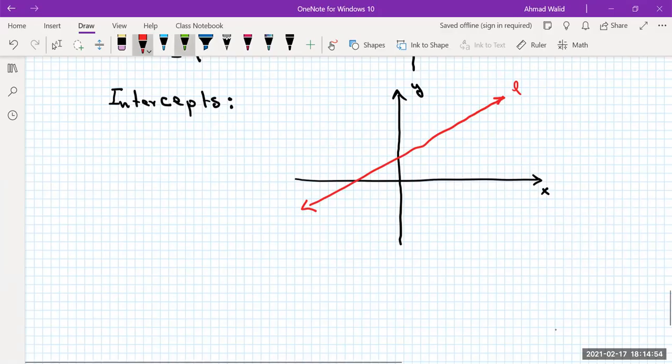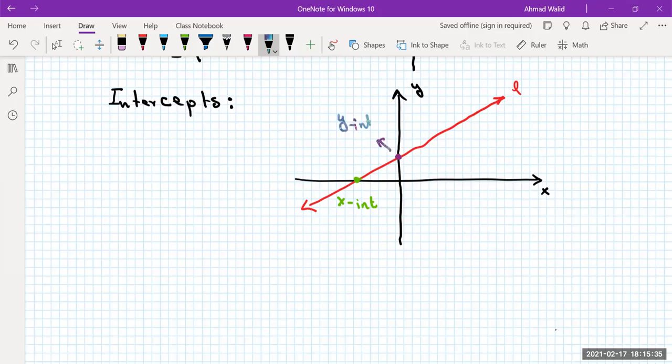What are those points? The point where your graph crosses or intersects the x-axis, which is this green point, we call the x-intercept of the graph. The point where the graph intersects or crosses the y-axis, we call the y-intercept of the graph.